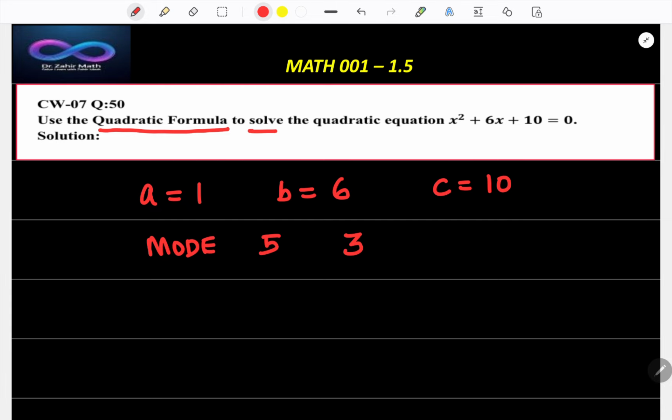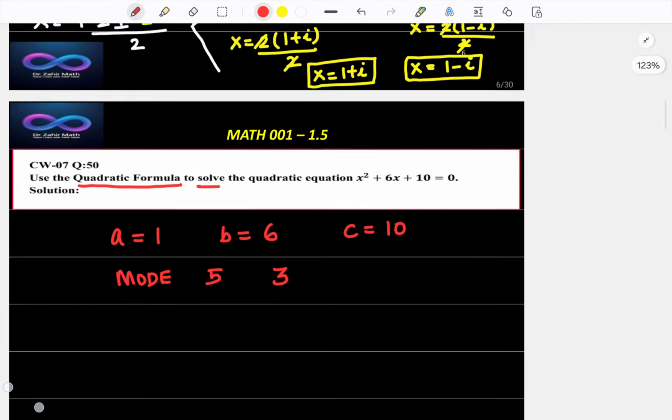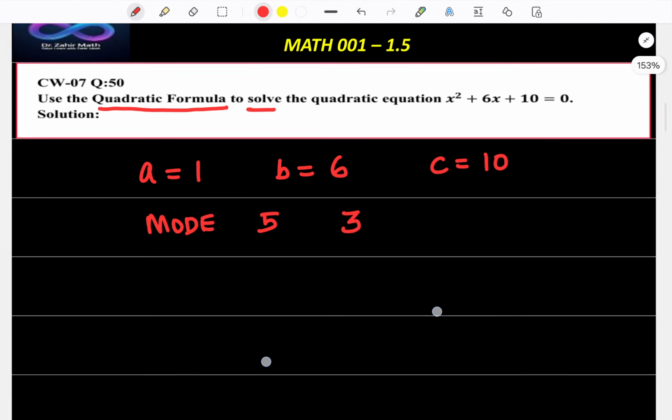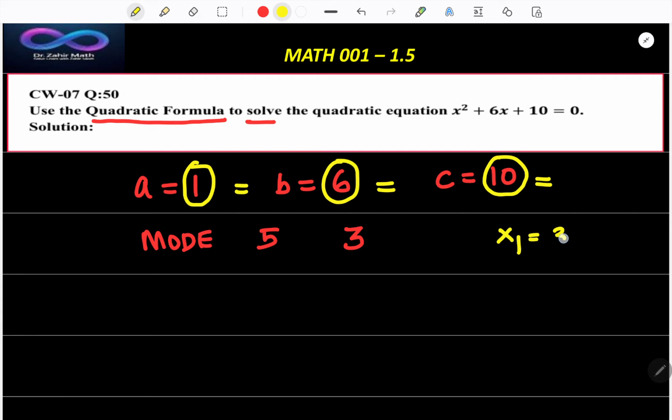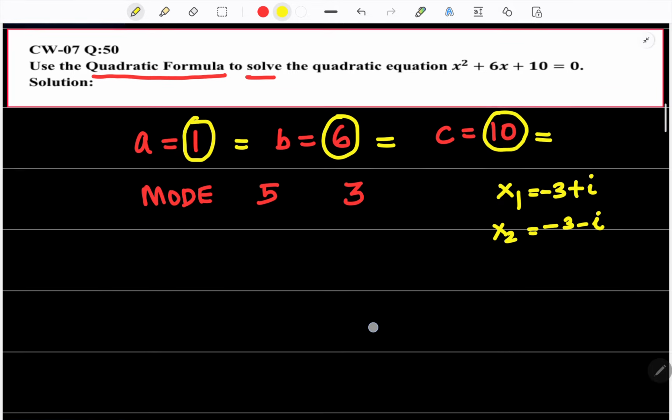When you press mode 5 and 3, what will you get? The screen will ask you A, B, C. So what's your A? A is 1, B is 6 and C is 10. Press equals. You will get x1 equals minus 3 plus i and x2 equals minus 3 minus i. Okay, so make sure this is the answer you are getting.